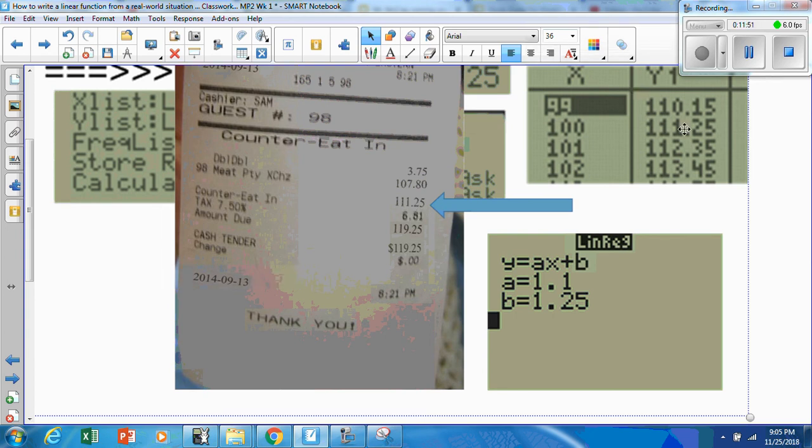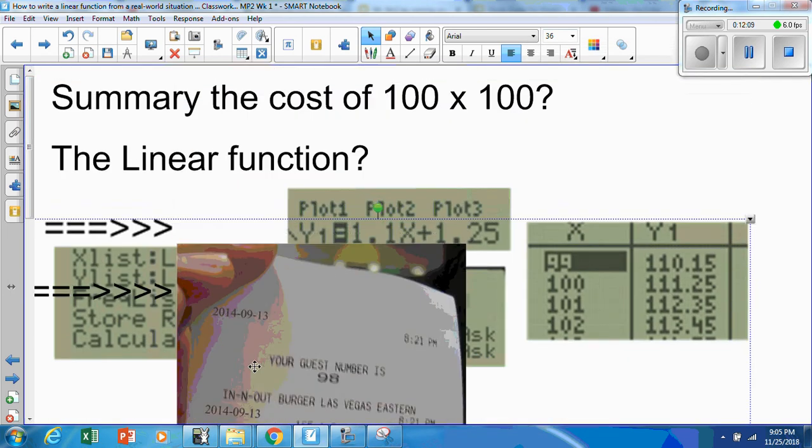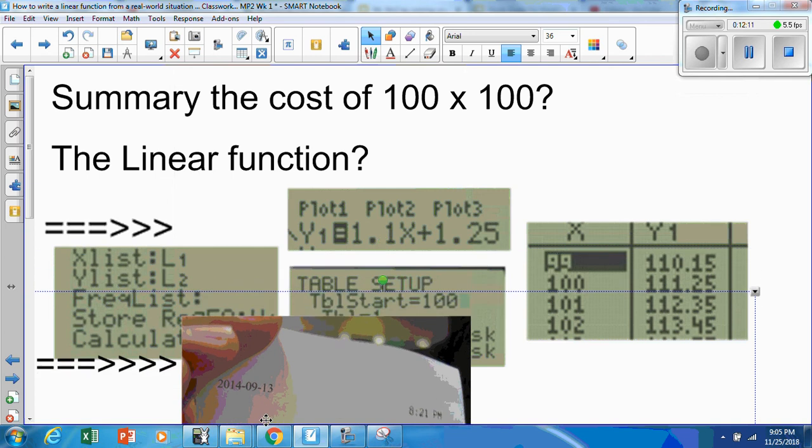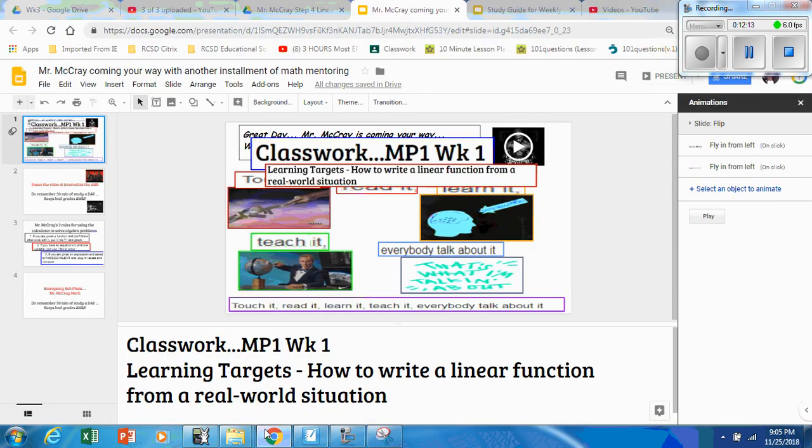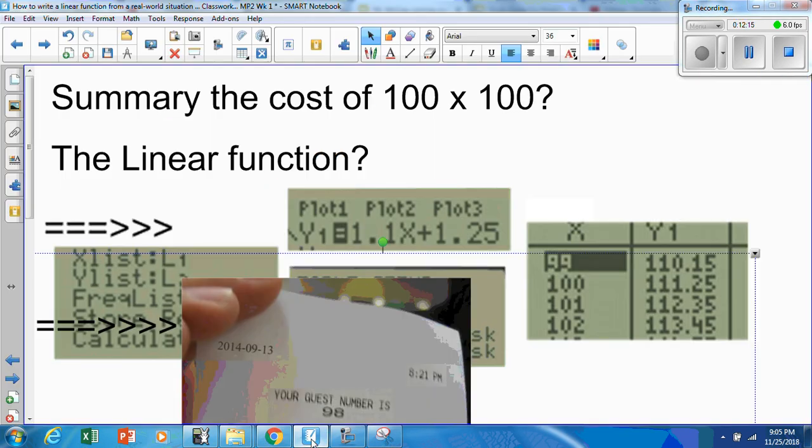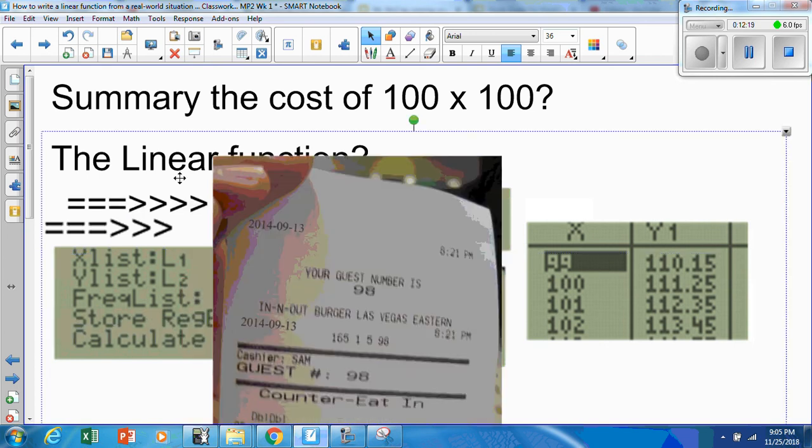All right. We're summarizing now, guys. The summary is I can find the cost of a 100 by 100 burger in a linear function by simply trusting that the things I've learned as it relates to my graphing calculator and how to set up a table can help me in the real world.